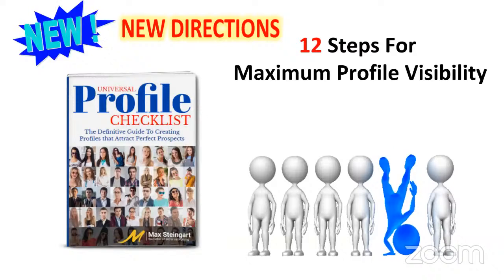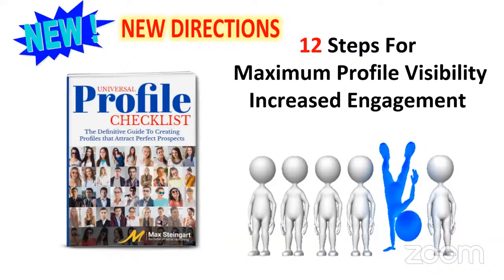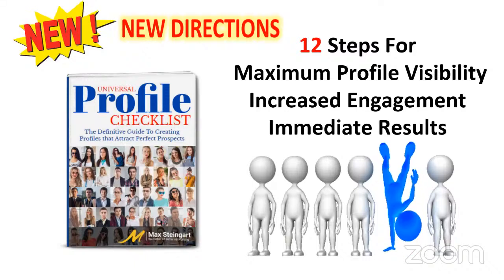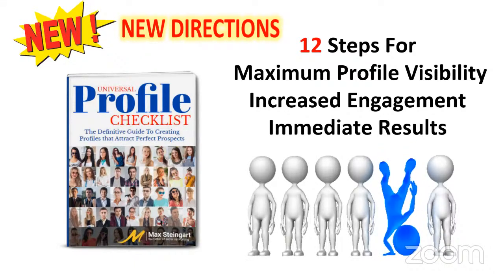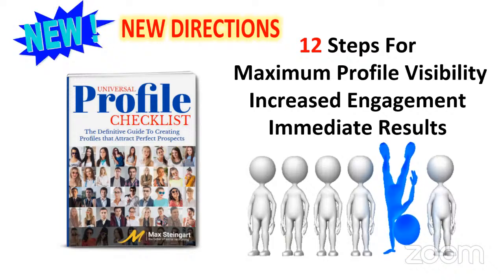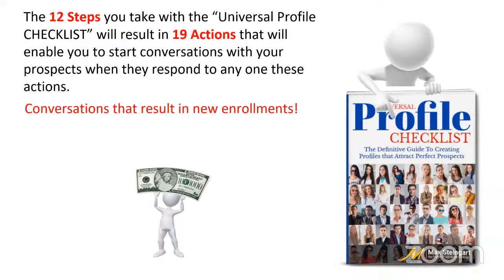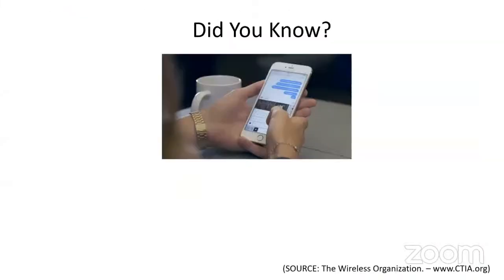In the profile checklist, there are 12 steps for maximum profile visibility and increased engagement, and that will produce immediate results. And it's the results that matter. You want to be successful in your business, you need to be talking to people. The 12 steps you take will result in 19 actions on LinkedIn and Facebook that will enable you to start conversations with your prospects when they respond to any one of these actions. Conversations that result in new enrollments.